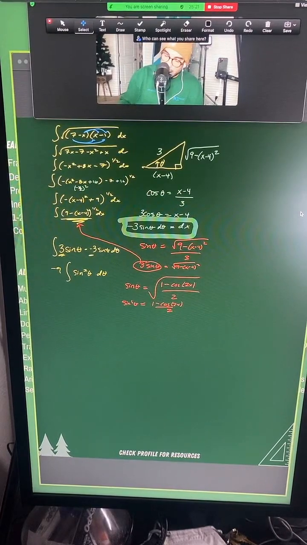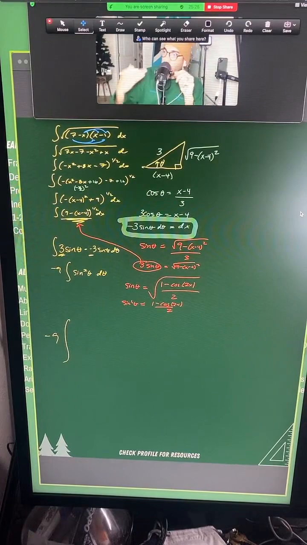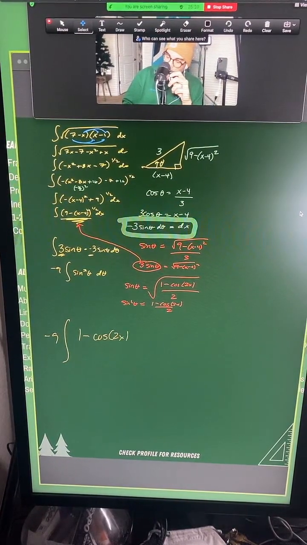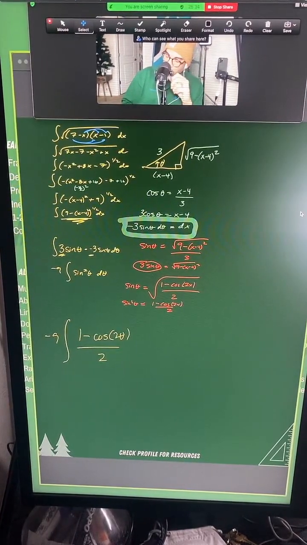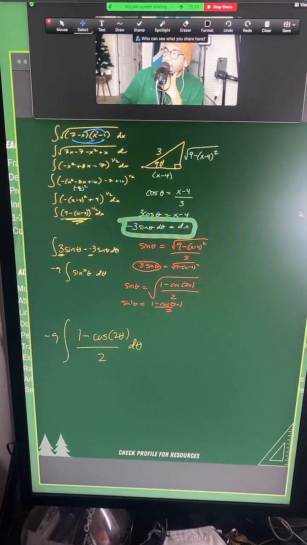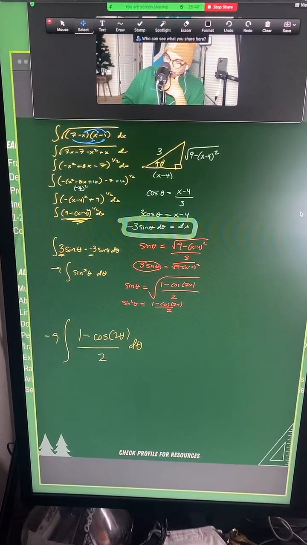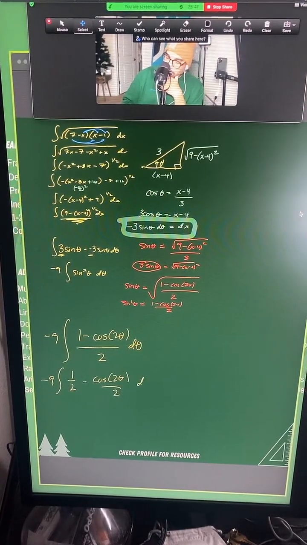Okay, so now what I have is -9 integral, and now I'm going to rewrite that sine squared that we're looking at. It's 1 minus cosine of 2 theta all over 2 d theta. And now because it has a common denominator of 2, I can rewrite this as -9 integral 1/2 minus cosine 2 theta over 2 d theta.